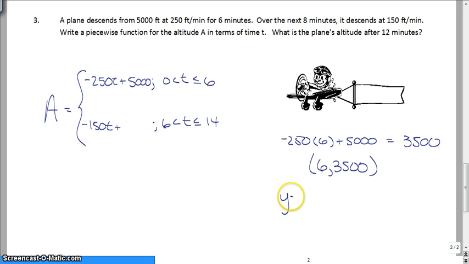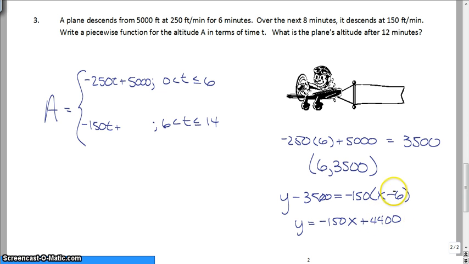What you need to do is use this coordinate: y minus 3,500 is equal to negative 150 times x minus 6, and you have to find your y-intercept. Okay, you need to find b. So once you do that, you're going to find out that y is equal to negative 150x plus 4,400. And that's going to be your b. So this 4,400 goes there, not the 3,500, because 3,500 is after 6 minutes. You have to go back and find 0.